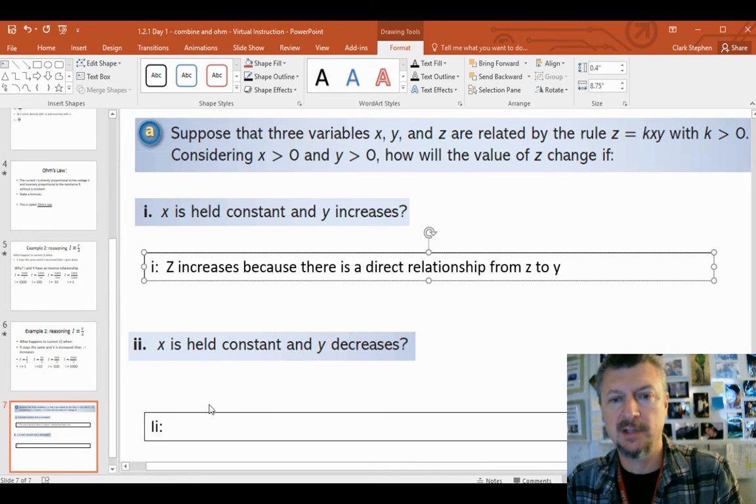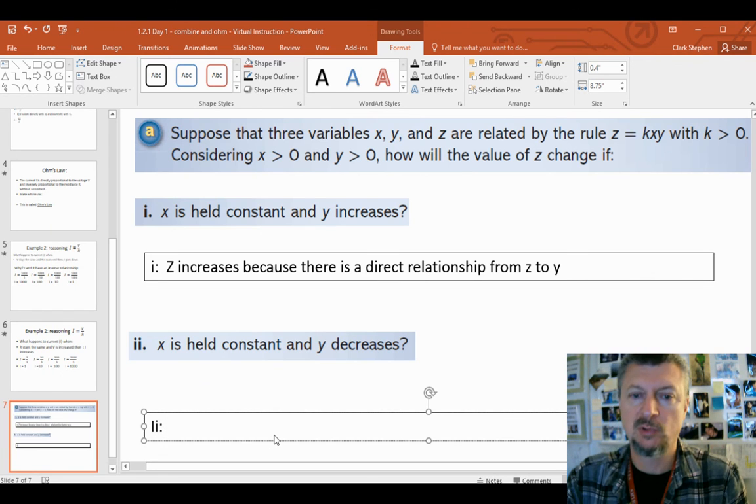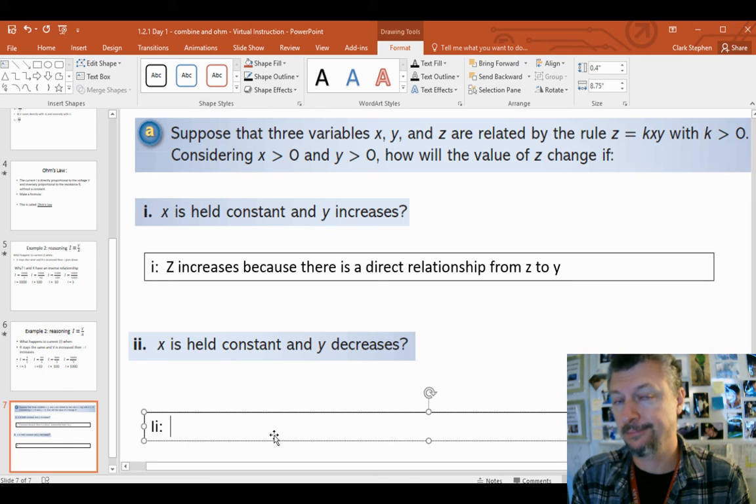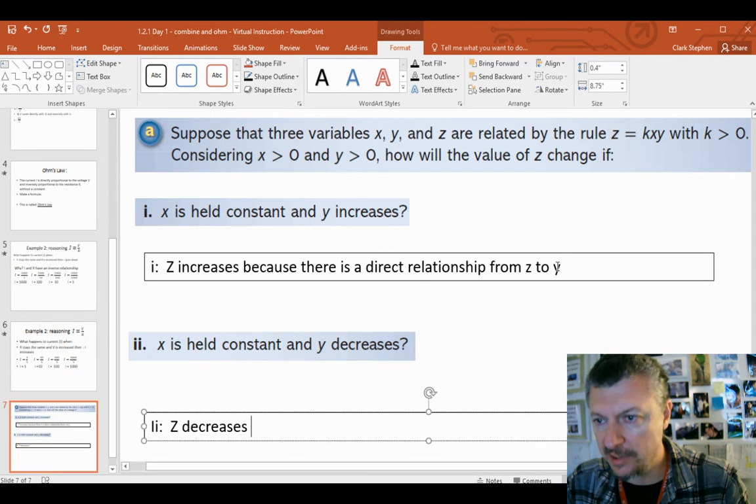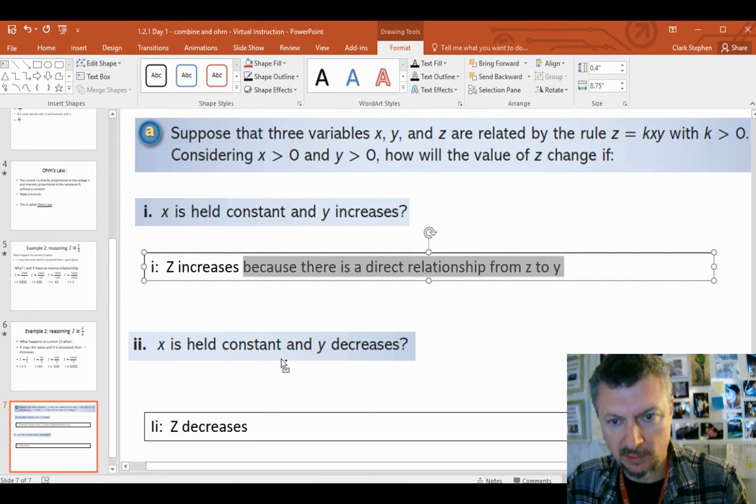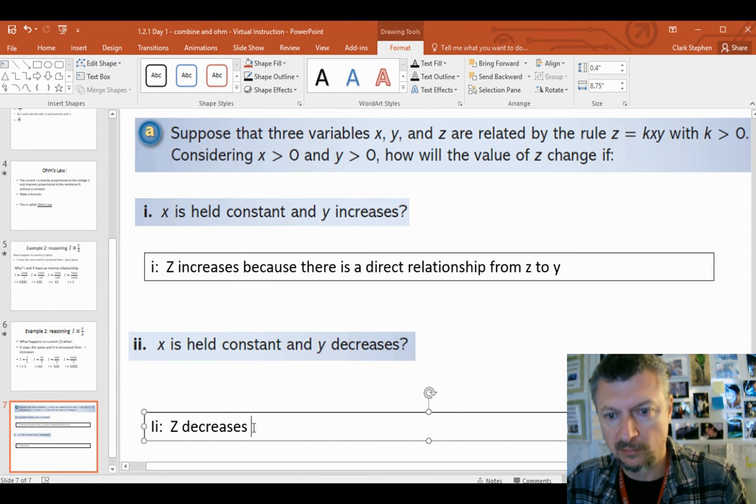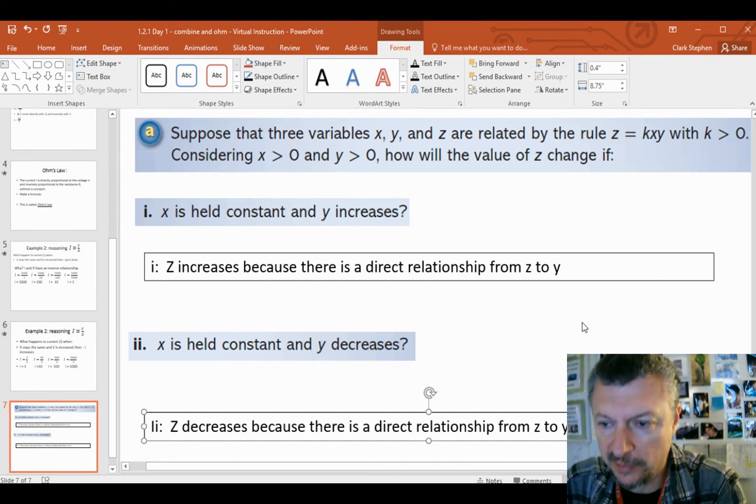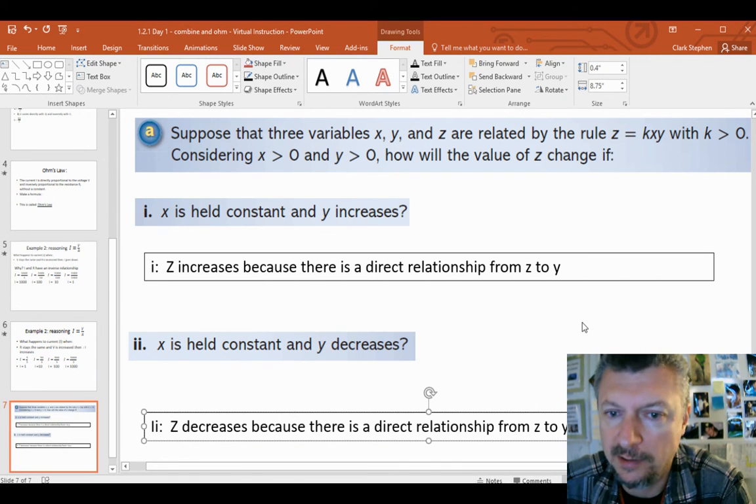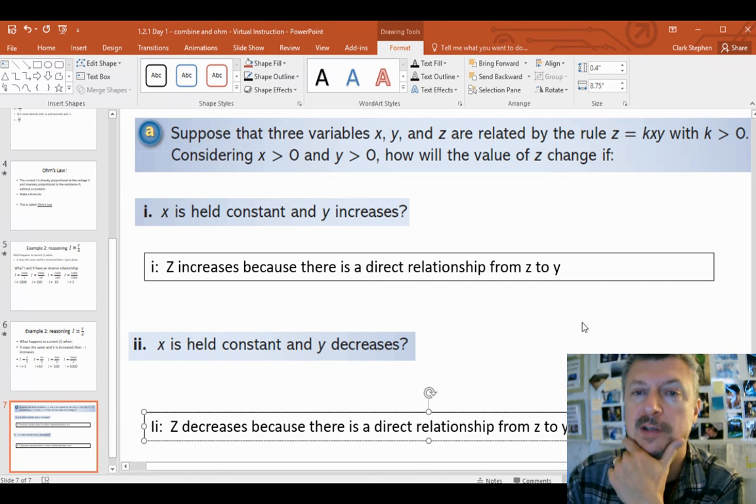Now, what if X is held constant and Y decreases? The Y goes down. It gets smaller. It's being multiplied by a smaller number. So Z decreases. Yep. And the justification is the same here. Because there is a direct relationship from Z to Y. Okay, so that's the first part of your homework.